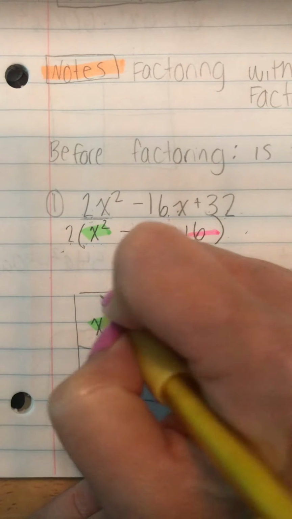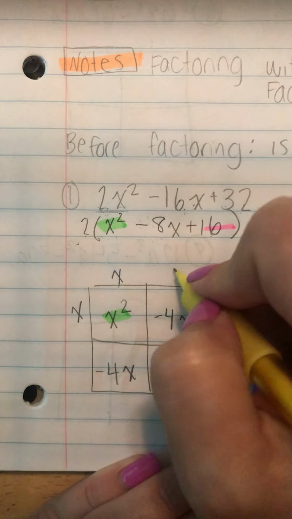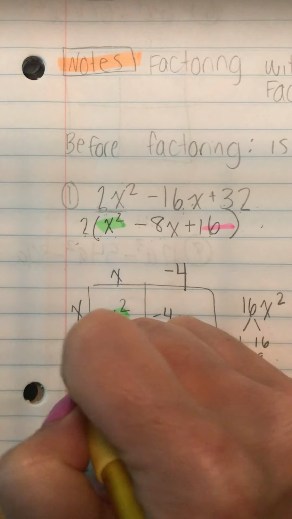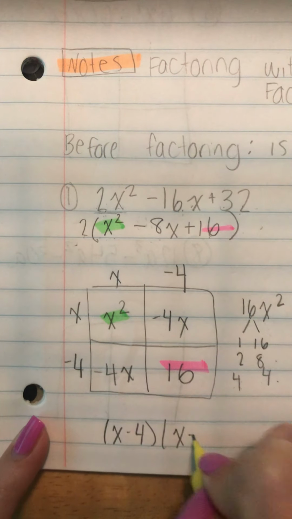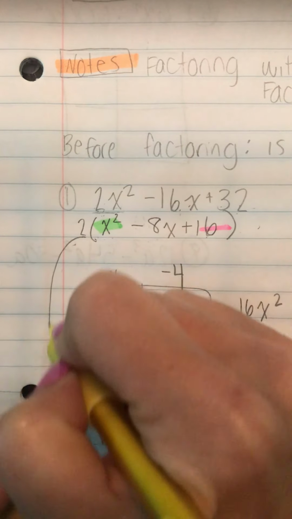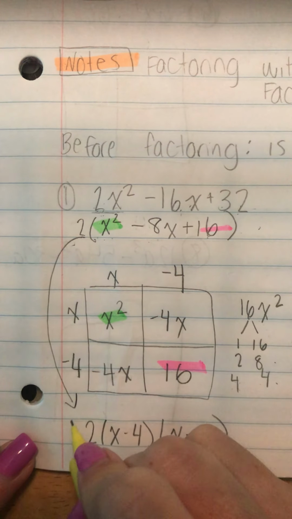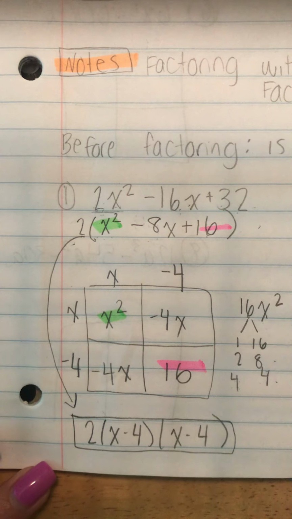Now, just like normal, I pull out my greatest common factor. So you guys have already been practicing with the greatest common factor. And I have x minus 4 and x minus 4. Now, the thing that you cannot forget is that your greatest common factor must be put into your answer. So that is my final answer.